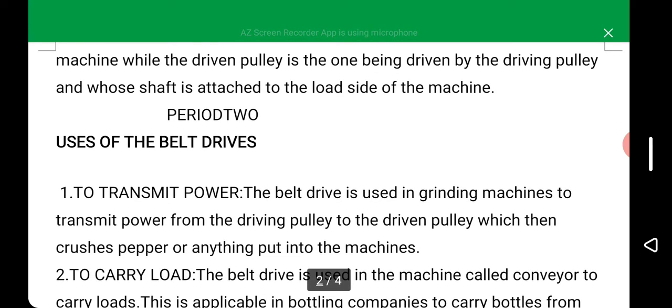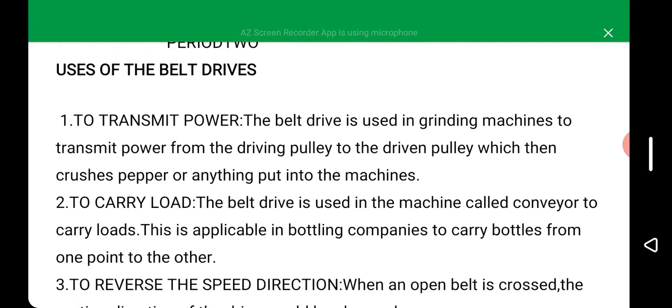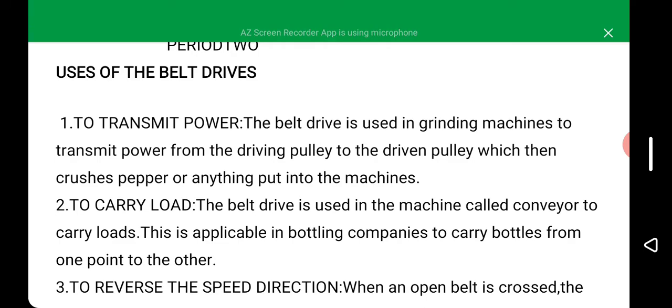So now, period 2, let's look at the uses of belt drive. One of the uses of belt drive, number 1, is to transmit power. How? The belt drive is used in a grinding machine to transmit power from the driving pulley to the driven pulley, which then crushes paper or anything put into the machine. So that is how we can use this to transmit power, as an example.